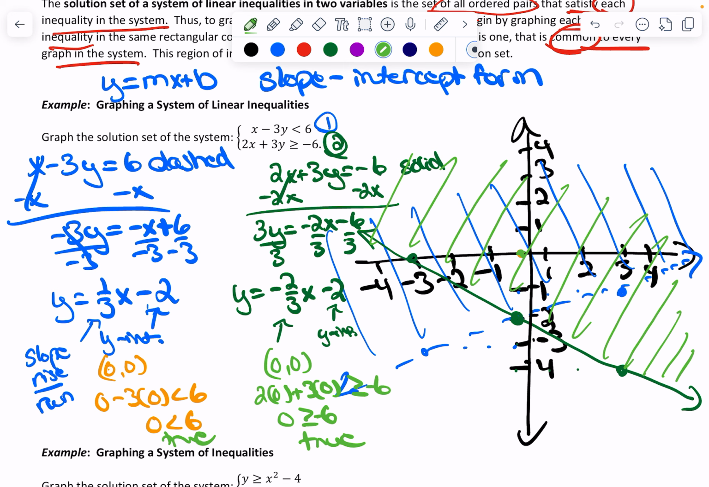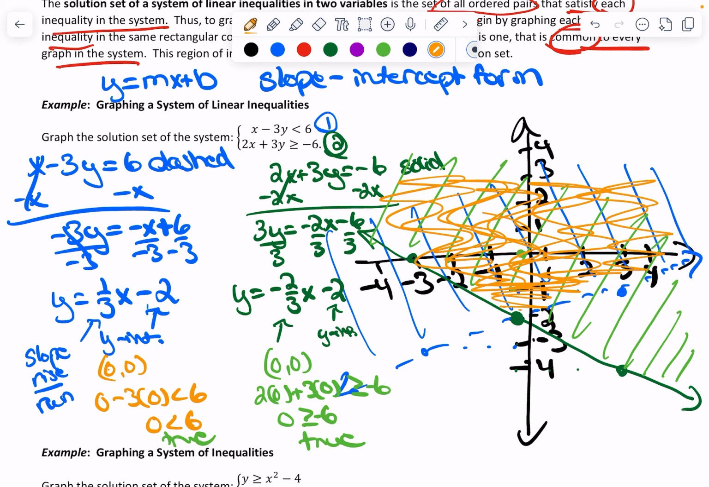So now our solution for the system is going to be the part that is shaded by both. So it's going to be here above both lines. You've got to be careful that you're not shading anything extra. But that would be the part that is our solution right here.